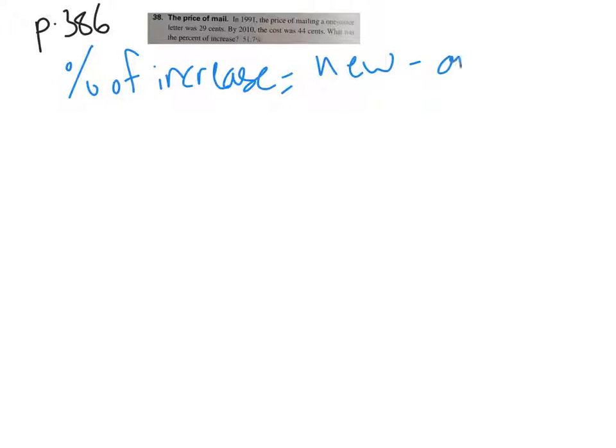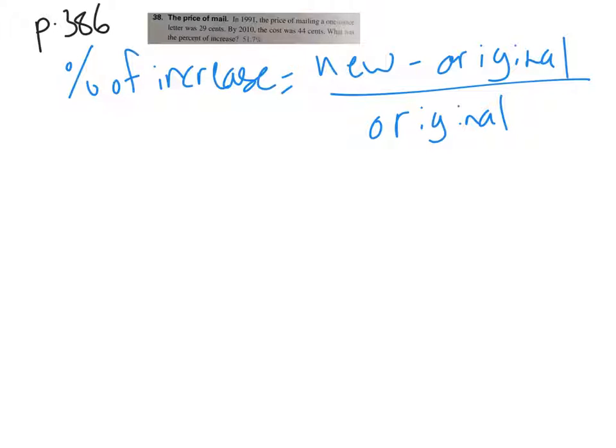So the percent of increase, I'm going to abbreviate. It equals the new amount minus the original amount, all divided by the original amount. So in our case, what is the new amount? Well, we go from 1991 to 2010. In 2010, the cost was 44 cents, so let's put 44.